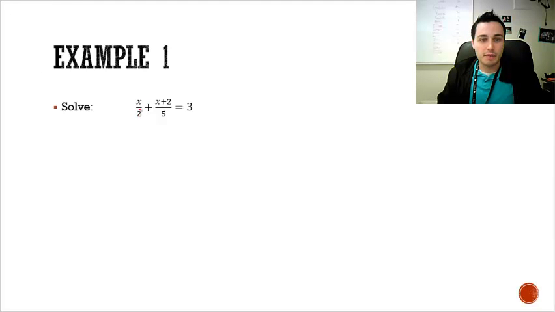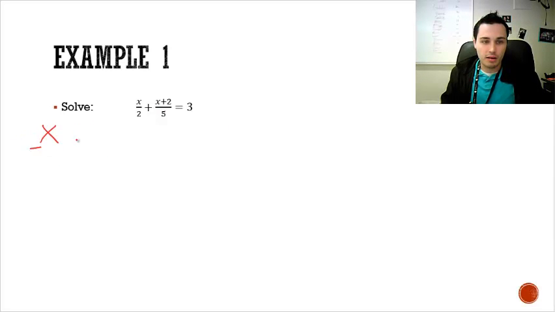Okay, let's see an actual example worked out in full. Here, my denominators are 2 and 5. The least common denominator from that is 10. If I multiply everything by 10, which is 2 times 5, that'll get rid of all of my denominators. I won't have denominators anywhere.